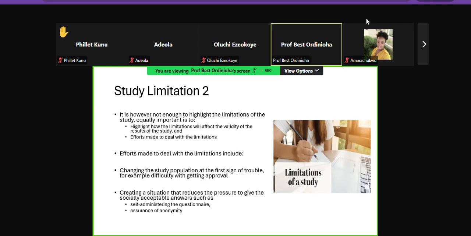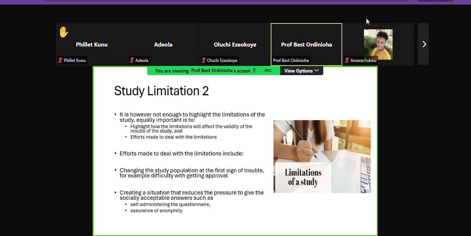Okay. So in this proposal, if you notice anything that is likely to affect the validity of your study, this is the opportunity to remedy it. And that is one of the reasons why it should be in your introduction. When you notice it, you have to find a way to remedy it in your methodology.